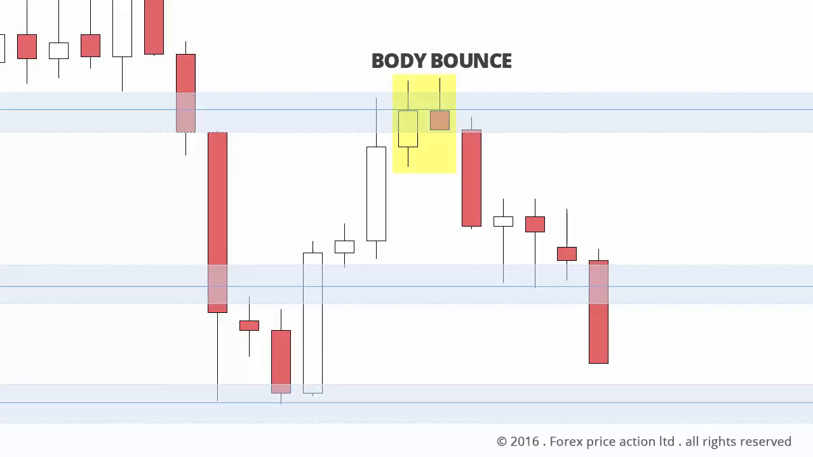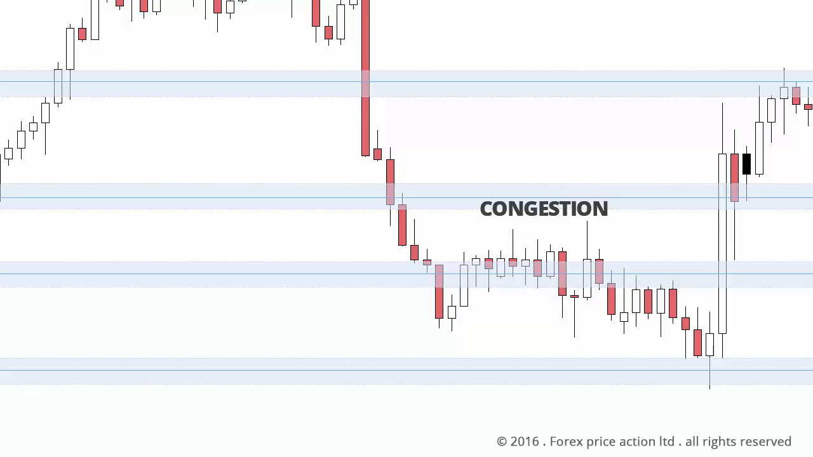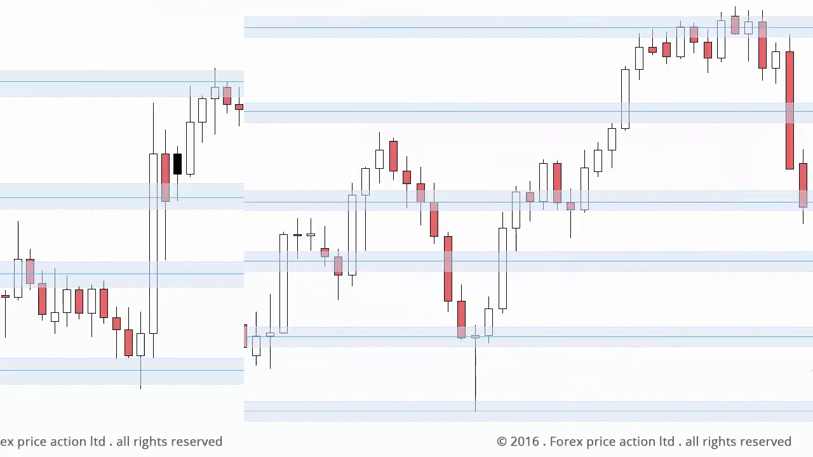You can see the center of the resistance area is placed at the candle's body. Congestion refers to price forming in a tight range on top of a support resistance area. Congestion is not as important as a body bounce, but it's still important, and it still indicates support and resistance. And this is what congestion looks like. You can see price is stuck in a very tight range. Congestion can be anywhere between 3 candles to a lot of candles.